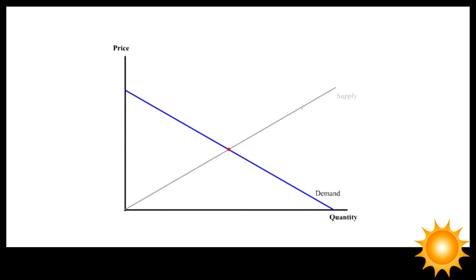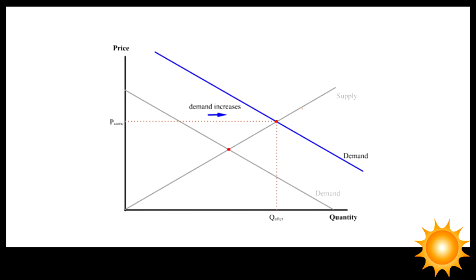When more is demanded at the same price, demand rather than quantity demanded is said to have increased. After the market clears, a larger quantity is sold at a higher price when demand increases.